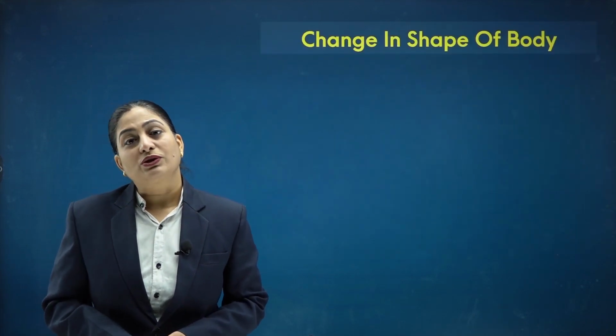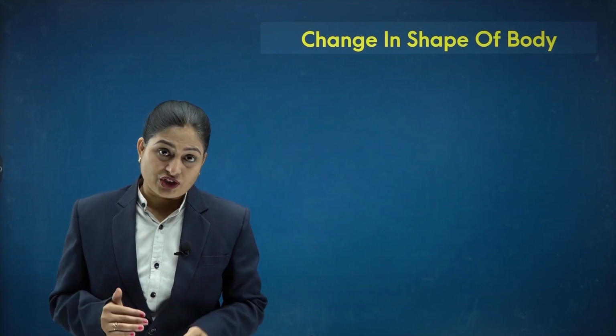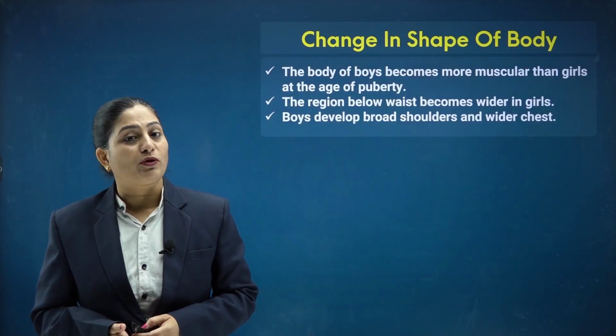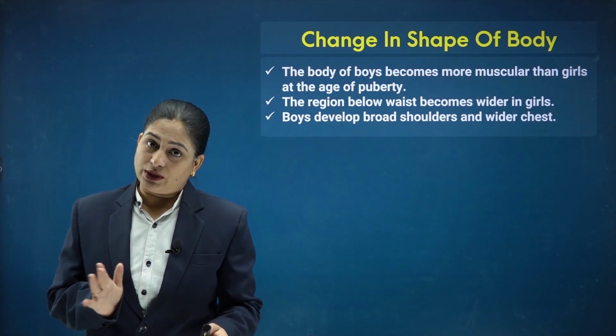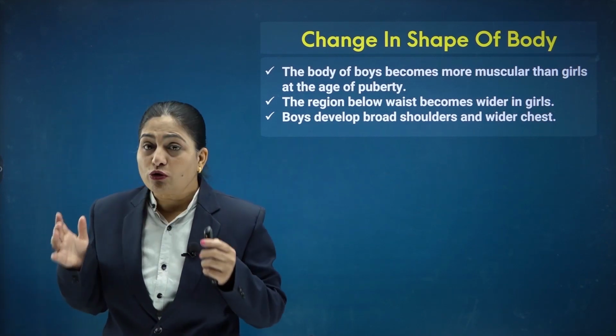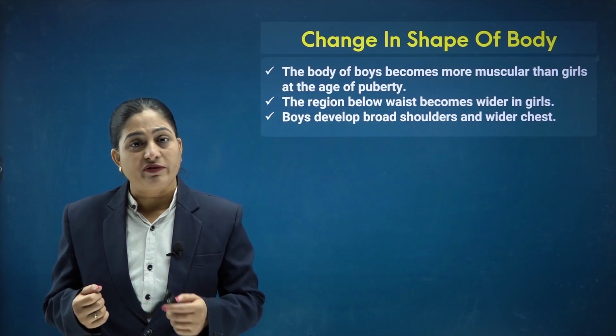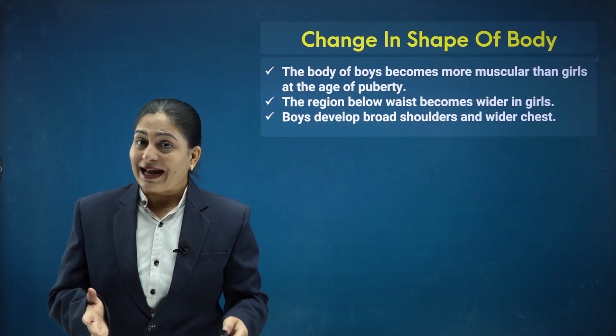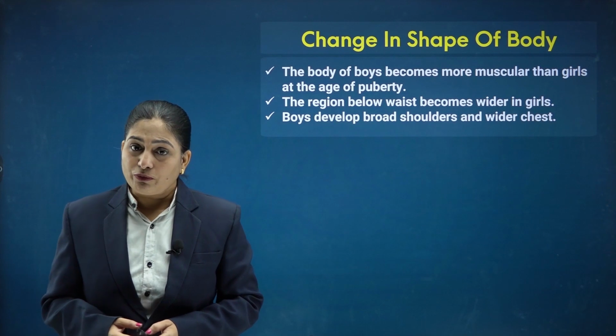Now we'll talk about another change, and that is the change in the shape of the body. It varies for girls and boys. When we talk about boys, the body of boys becomes more muscular. They become tougher and stronger than girls at this age, that means at the age of puberty.